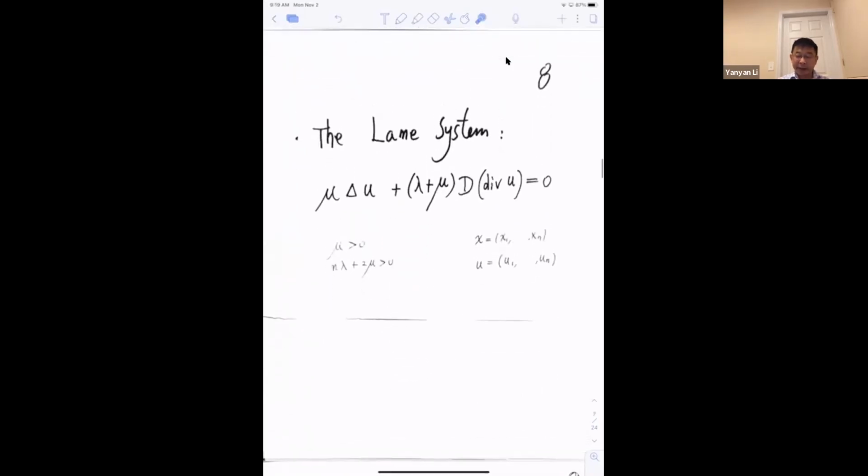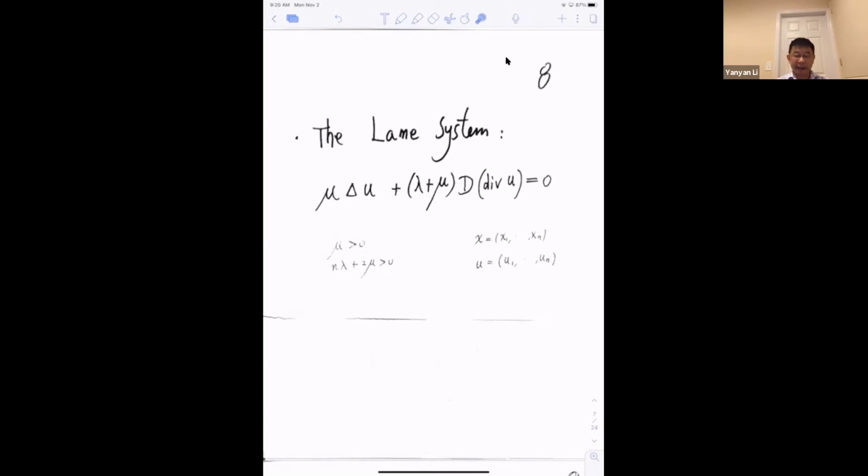So the Lamé system is an important case, and it is like this. You still have n variables. This is the Laplacian of u as a vector. You take the divergence and take the gradient, and ellipticity is positive, with n the dimension and lambda. This is ellipticity.